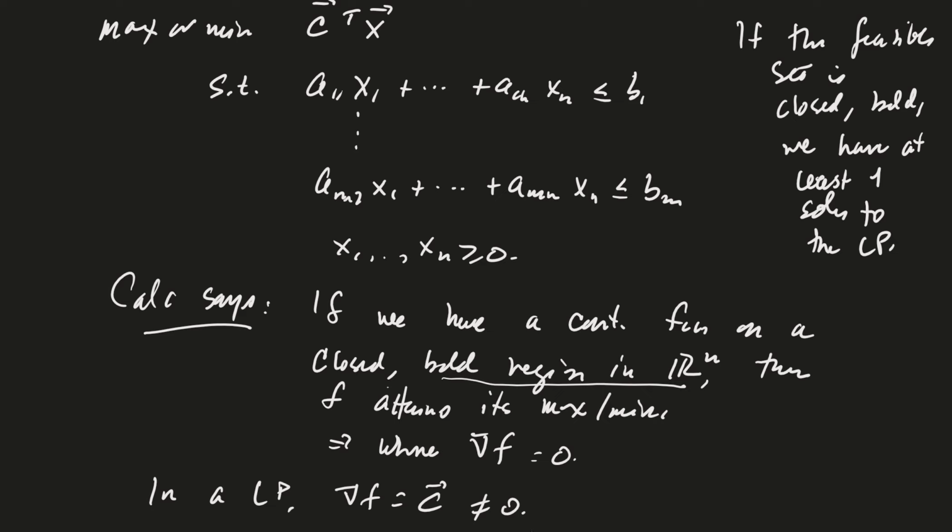Okay, so that's kind of nice to know. If the feasible set is unbounded, we may or may not have a solution. If the feasible set is empty, of course, we have no solution. And notice that we never will get no solution if the feasible set is not empty and is closed and bounded.